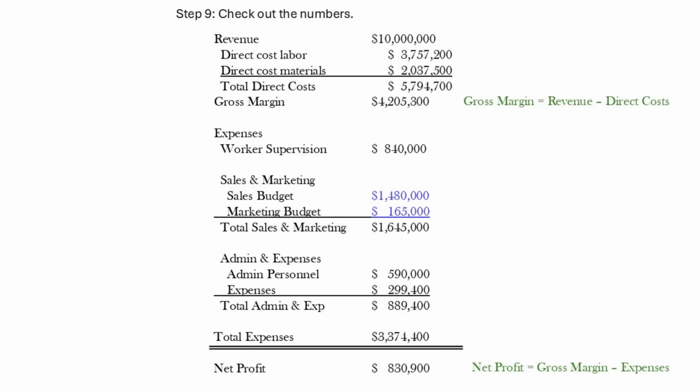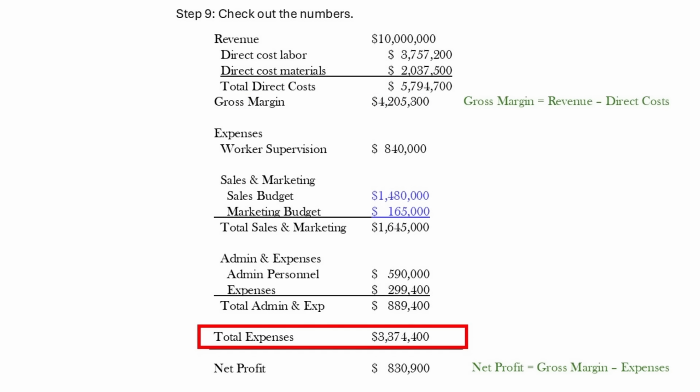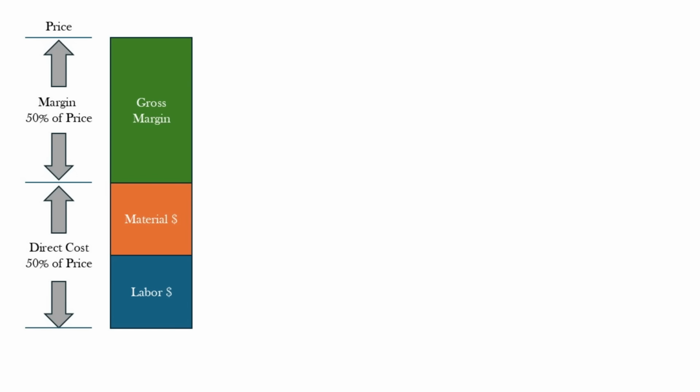We can now prepare a profit and loss statement for our $10 million company. A profit and loss statement shows the total revenue. We then subtract our direct costs to see the gross margin amount. From our gross margin, we subtract other expenses to show the net profit of the company. In this case, our $10 million company is showing a profit of $830,400.